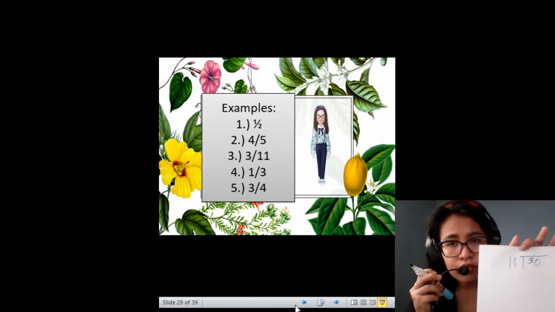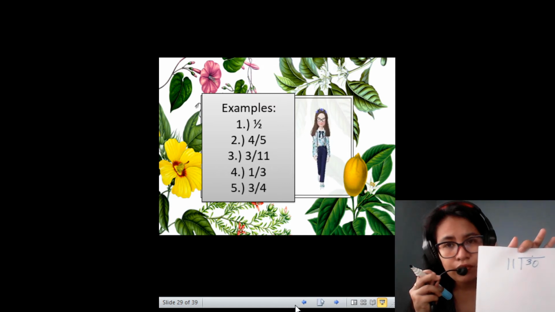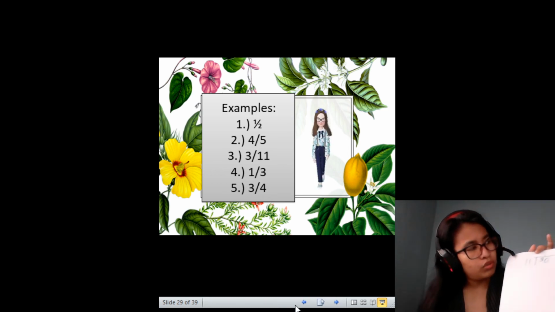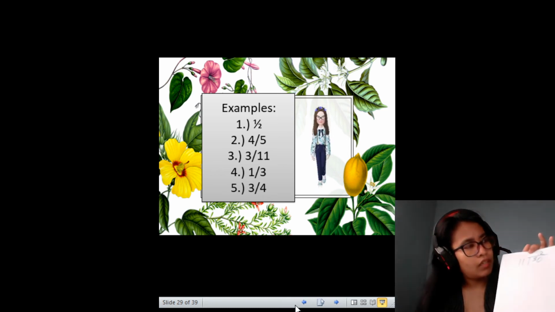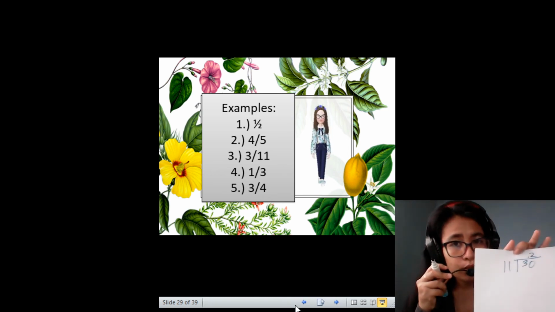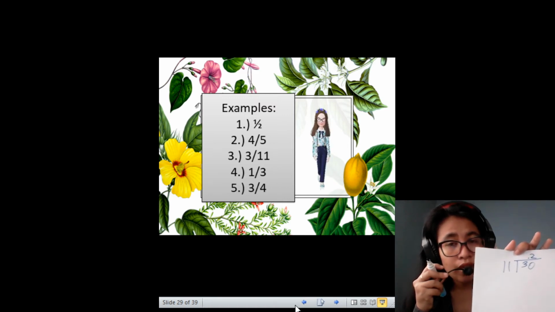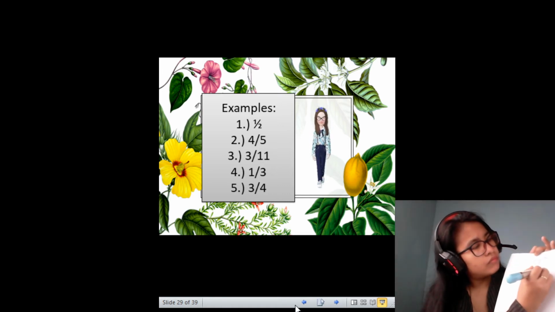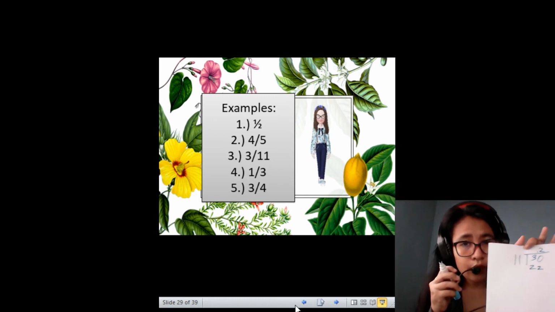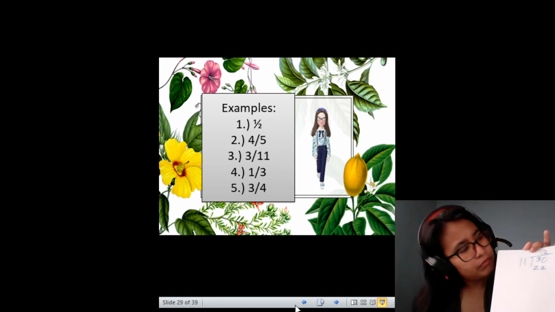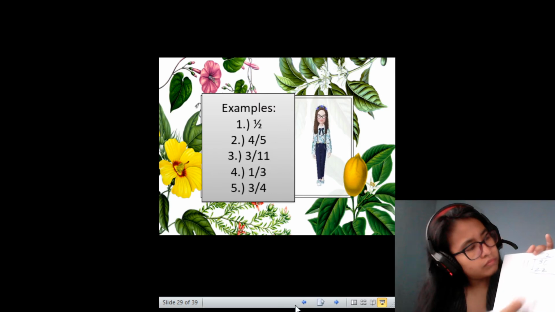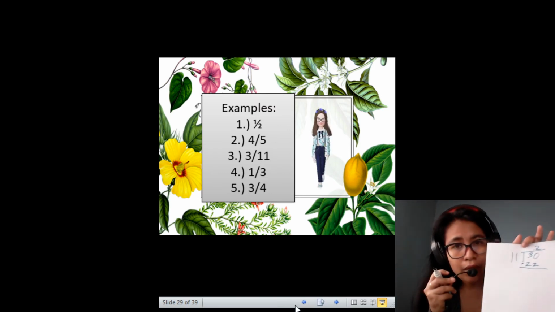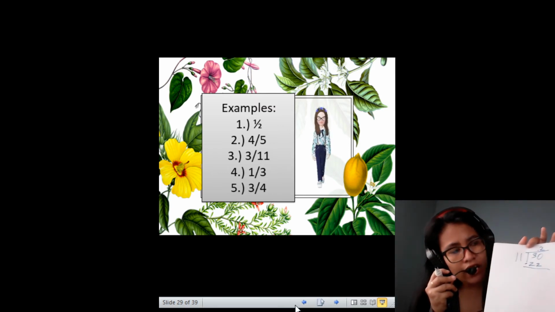Now you have 30 divided by 11. So you can have 0.2 first. Okay, let us see. As you can see, 2 times 11 will give us 22. Then you need to subtract. So 30 minus 22 is 8.